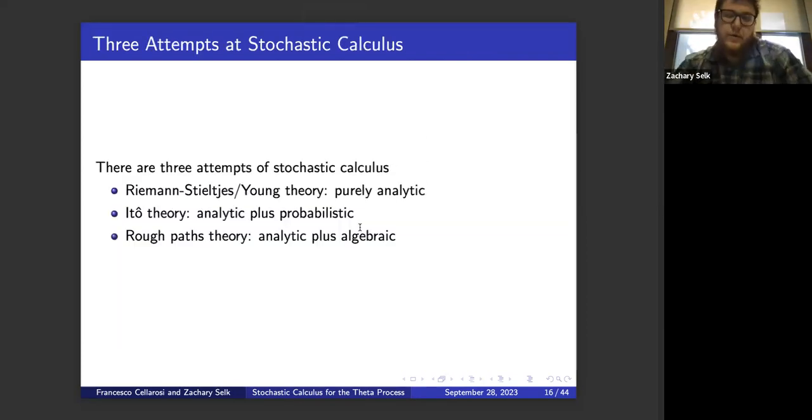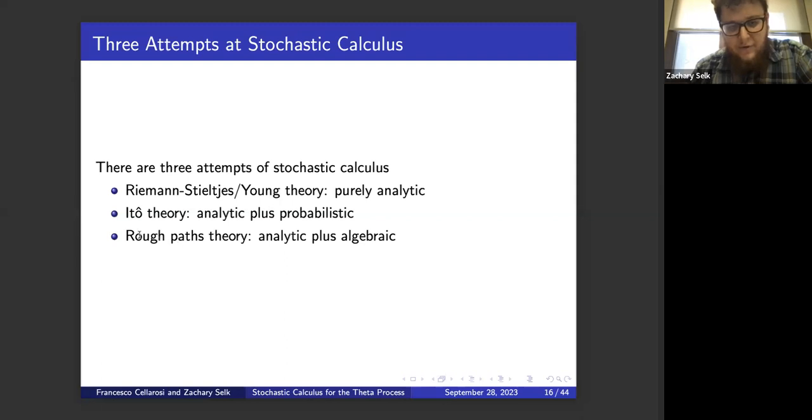So I'm going to go through 3 attempts at stochastic calculus. The first is going to be purely analytic, so that's just defining a Riemann-Stieltjes sum or going through Young integration. The second is going to be the Ito theory, which was extremely successful for Brownian motion, but we proved that it can't be done for the theta process. And then the third thing is going to be rough paths theory, which actually does work for the theta process. Rough paths theory is a very modern theory developed in the 90s, and it really uses both analysis and algebra to make sense of integration theories. So I'm going to go through the first 2 and explain why they don't work.